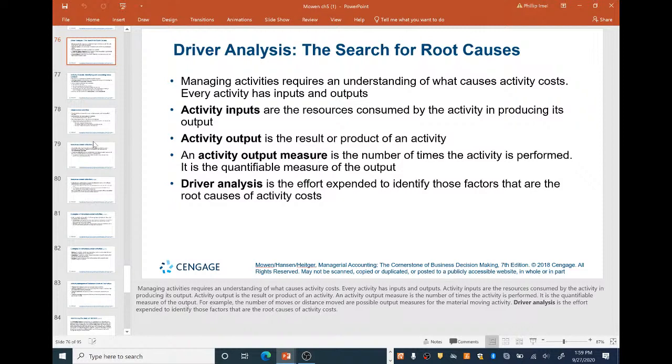Okay, an activity output measure is the number of times the activity is going to be performed, and it is the quantifiable measure of the output. The driver analysis is going to be the effort expended to identify those factors that are going to be the root causes of each of the activity costs.